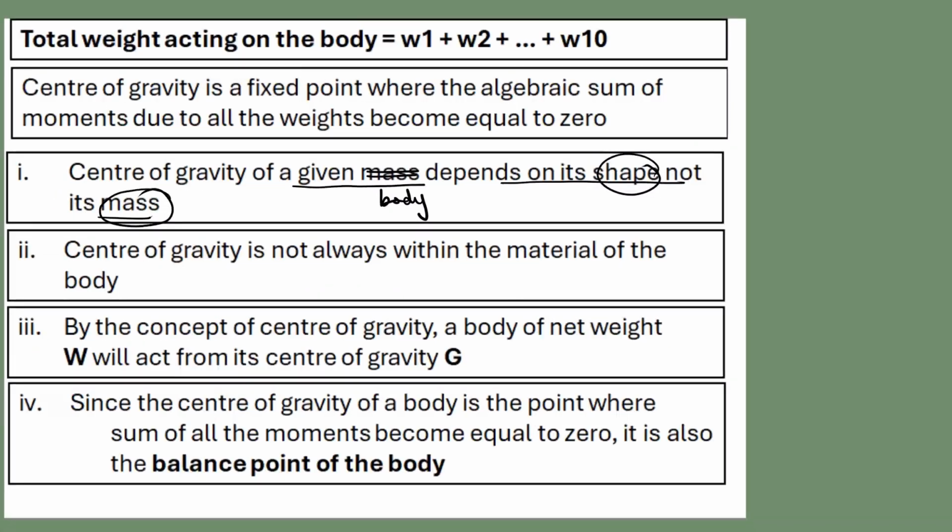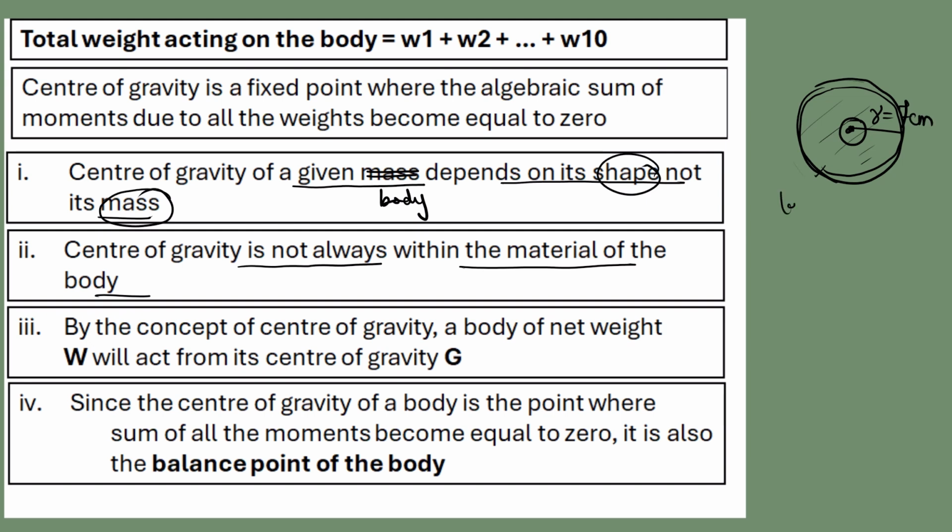Now, the second point is, the center of gravity is not always within the material of the body. If I take a circular ring, this part is hollow. So the center of gravity lies outside the body. If I take the same ring, let's say this ring's radius is r. What is going to be the length of the ring? Let's take the radius as 7 centimeter. So what will be the length of the ring?